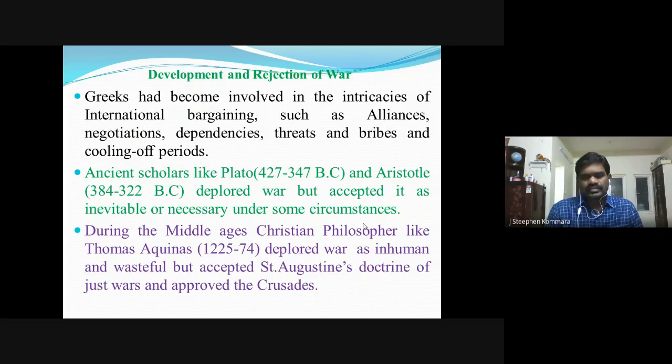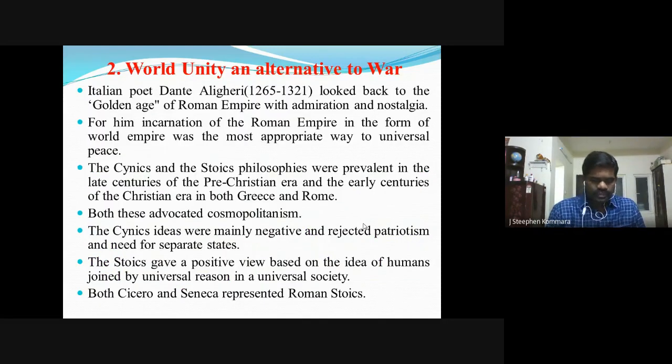In ancient days, there were crusades between Muslim and Christian countries. In Telugu, crusades means Matayuddham. St. Augustine's doctrine of just wars. And in the Middle Ages, the Christian philosopher Thomas Aquinas deplored war. Deploration means lamentation, a way of speaking with grief: the losses from these wars are greater than the benefits. So this is the brief explanation about the deploration and rejection of war.